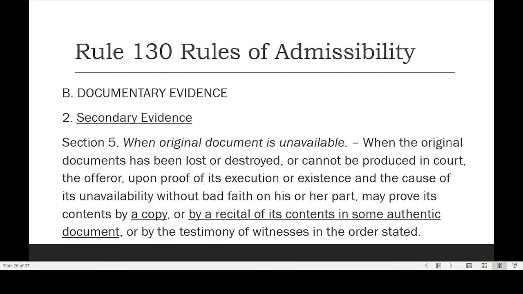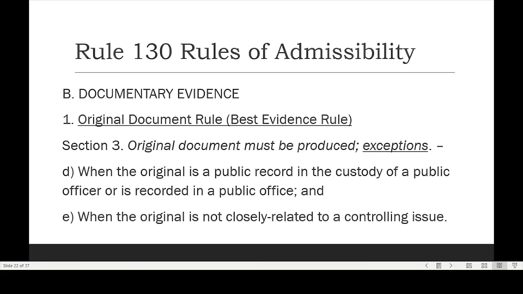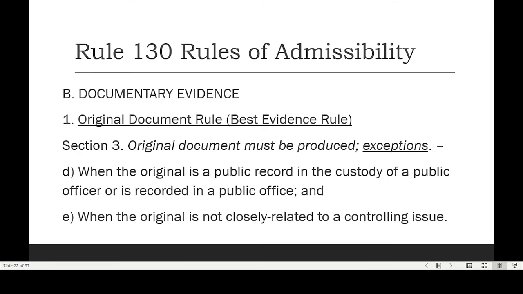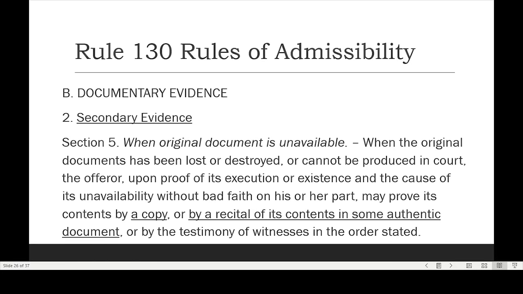Now let us proceed to secondary evidence. If you can remember, one of the exceptions to the original document rule under Section 3(a) is when the original is lost or destroyed or cannot be procured in court without bad faith on the part of the offeror. In that case, a copy only of the original document may be presented. However, it's not automatic. It is not automatic that if the original is lost or destroyed, we can automatically present a copy thereof.